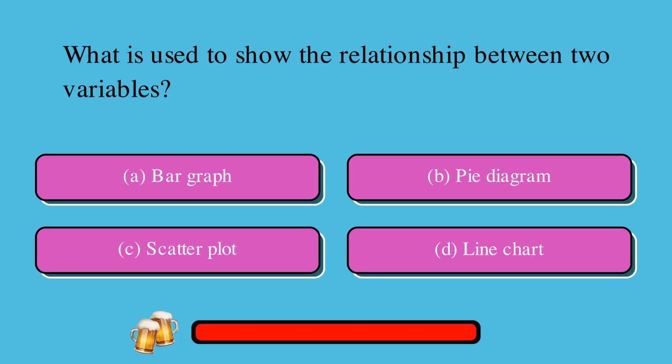What is used to show the relationship between two variables? A, bar graph, or B, pie diagram, or C, scatter plot, or D, line chart. The correct answer is C, scatter plot.